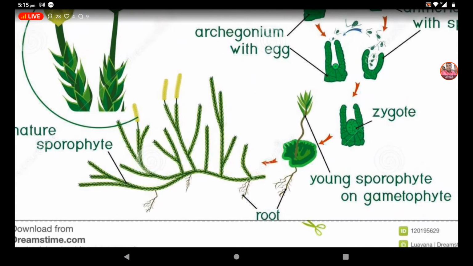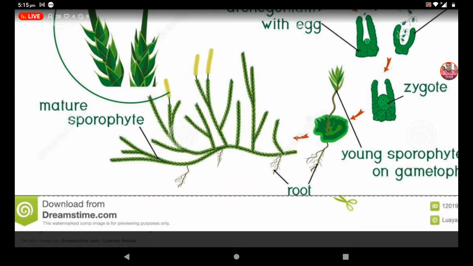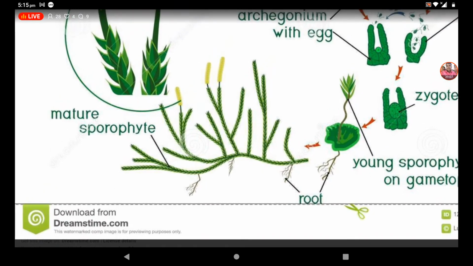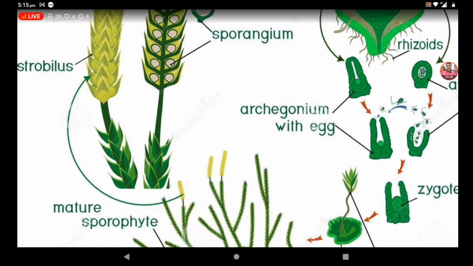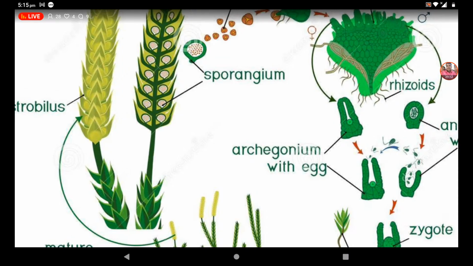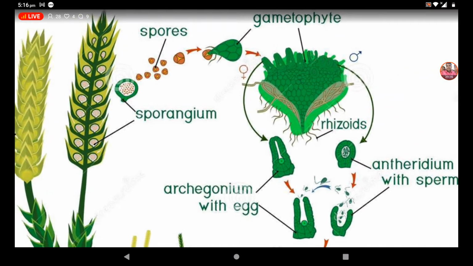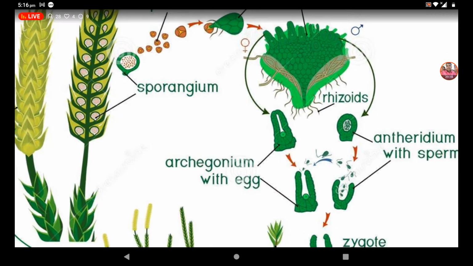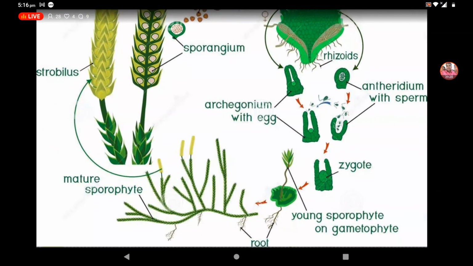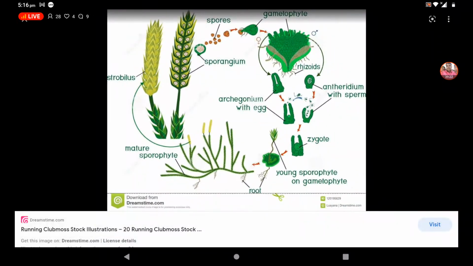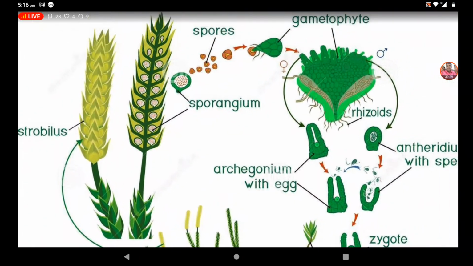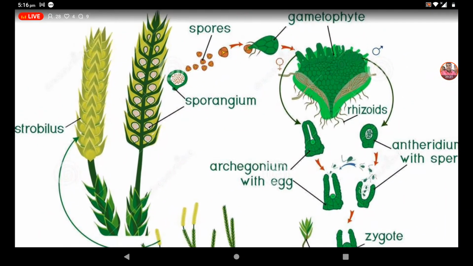The zygote becomes an embryo. The embryo again forms the sporophyte. The sporophyte bears the sporophylls, and in the sporangium spores are developed. The spore again germinates in suitable conditions and forms a prothallus, the gametophyte again. Like this the life cycle continues. This life cycle is about Lycopodium, but of course all will be the same. All pteridophytes have the same type of life cycle.